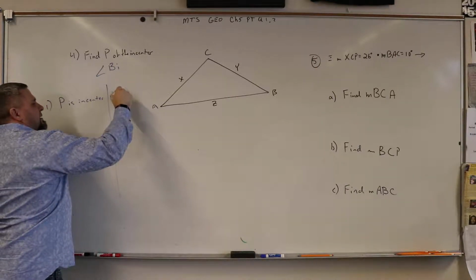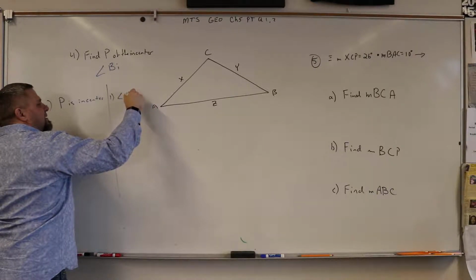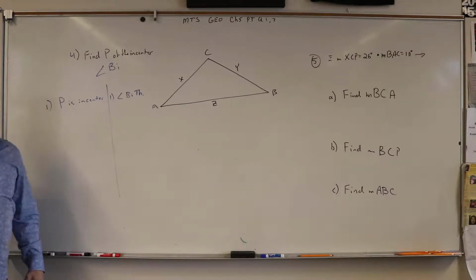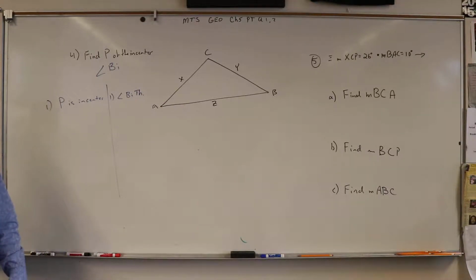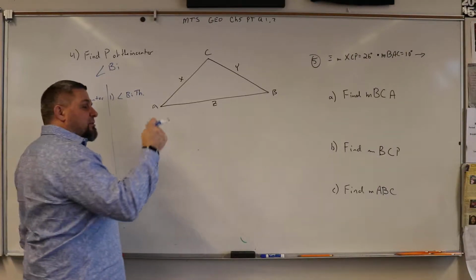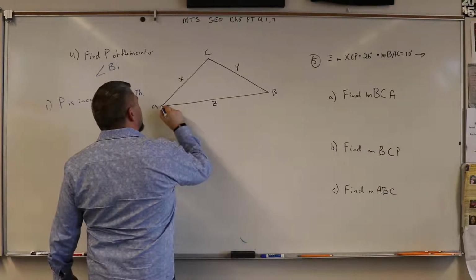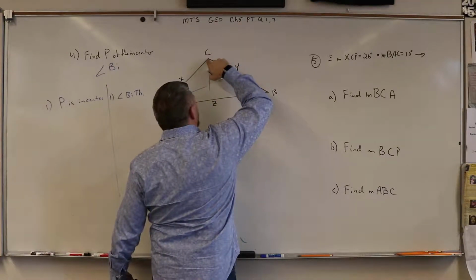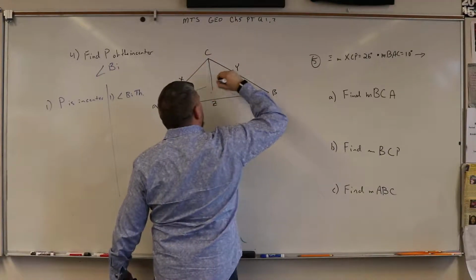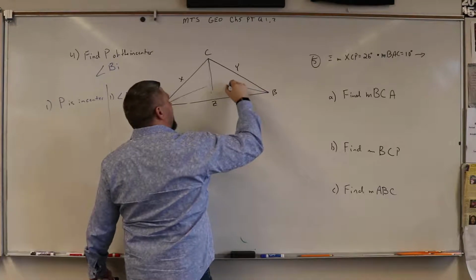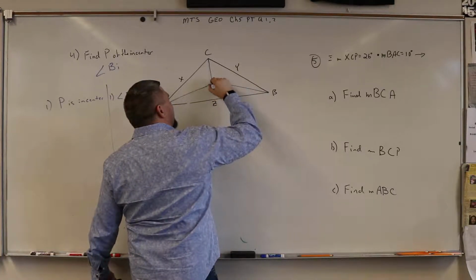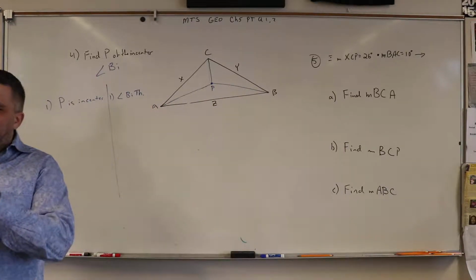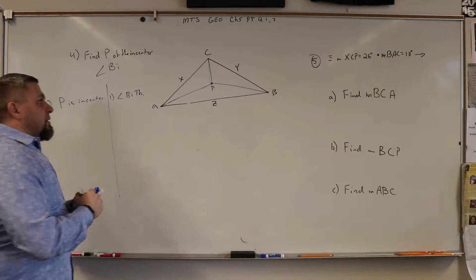Which is the angle bisector theorem. And the angle bisector theorem says this: if I bisect each angle, they intersect at P, which is the incenter. So I just cut this in half. Whoop. Cut this in half. Cut it. Whoop. No, that's not quite in half. Whoop. There we go. Look at that. There's P. Okay?